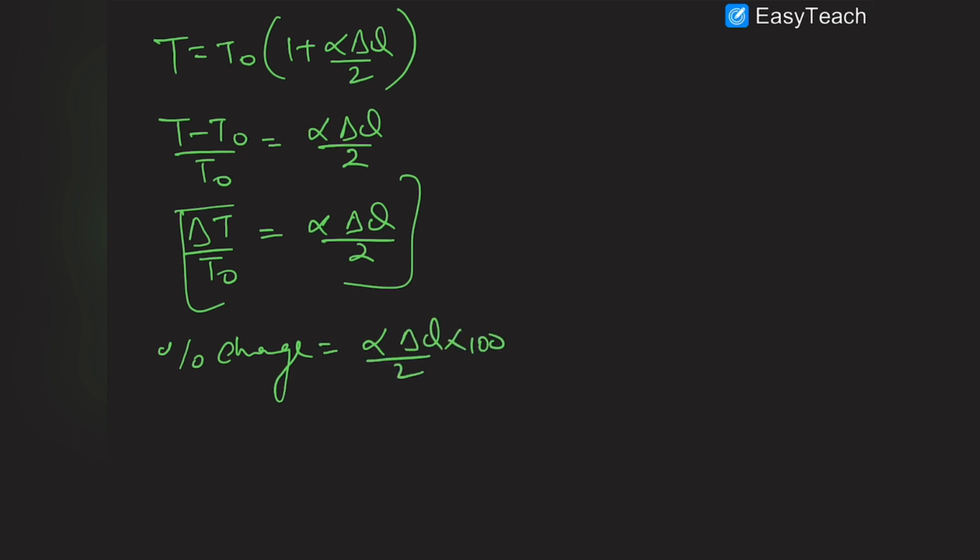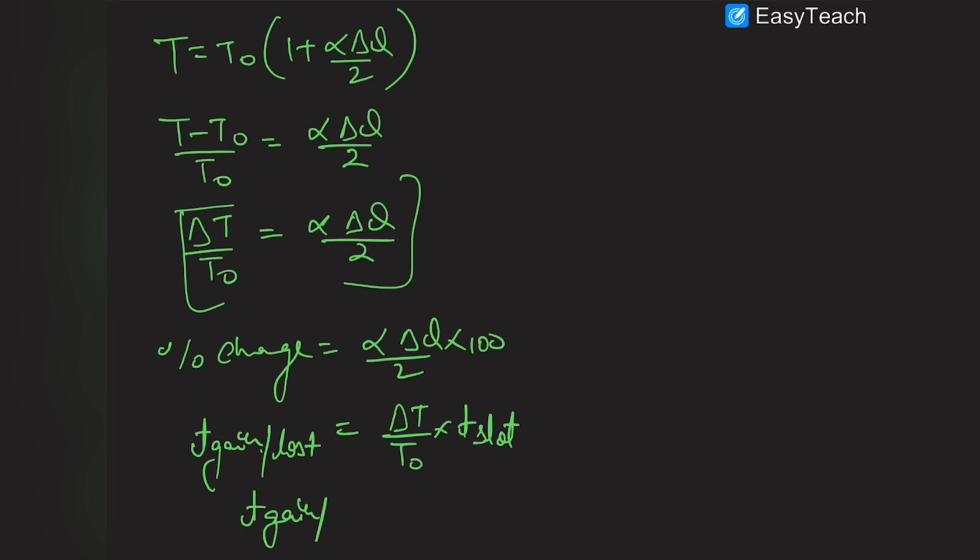And what we can do is find out the time gained or time lost by the formula: time gain or time lost is equal to ΔT by T₀ into the time interval. I would explain this with an example. So it is αΔθ/2 into the time interval.